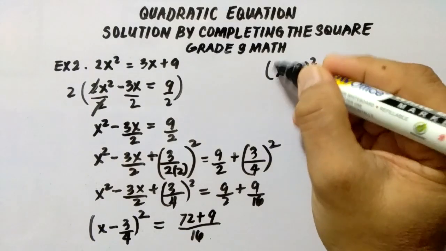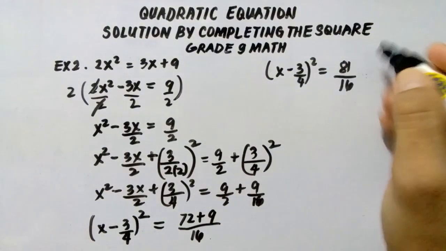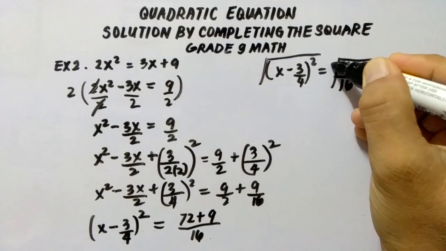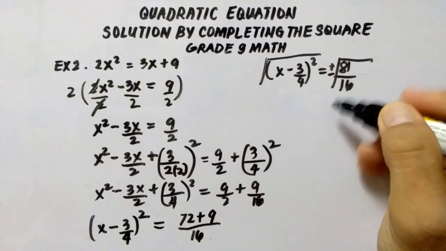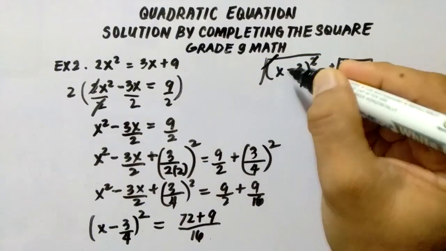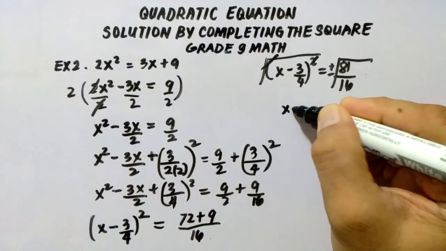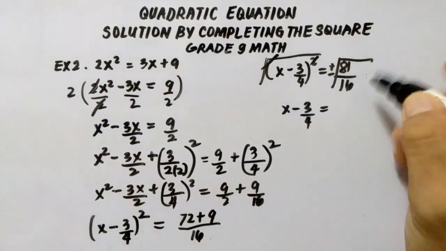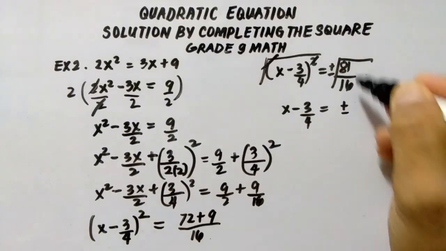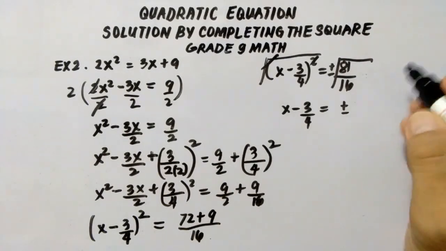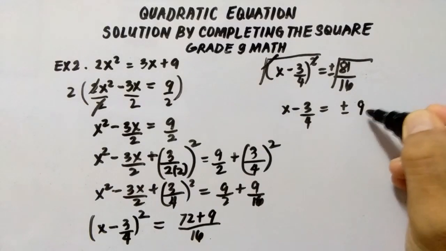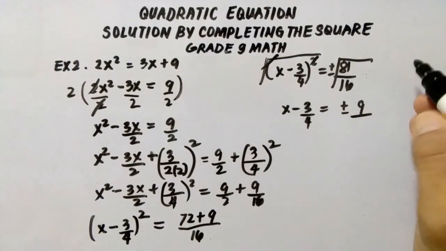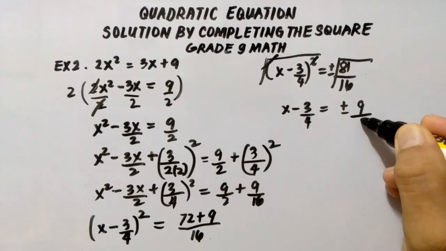Okay. So, extract po natin yung square roots, both side. Okay. So, magkakaroon po tayo dito ng positive and negative sign. So, makakancel na po ito yung squared tsaka square root. So, matitira po dito is x minus 3 over 4 is equals to, then, positive and negative, square root of 81, no? Perfect square po ito, 9. Then, over, square root po ng 16, no? Perfect square po yan. So, that is 4.